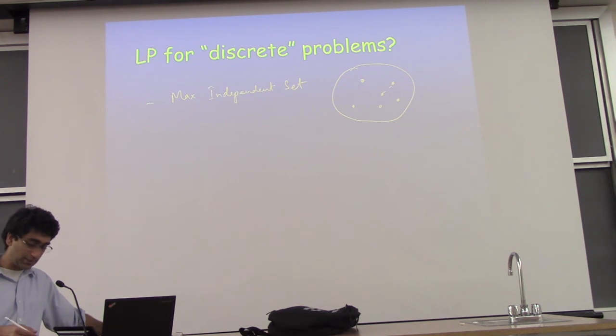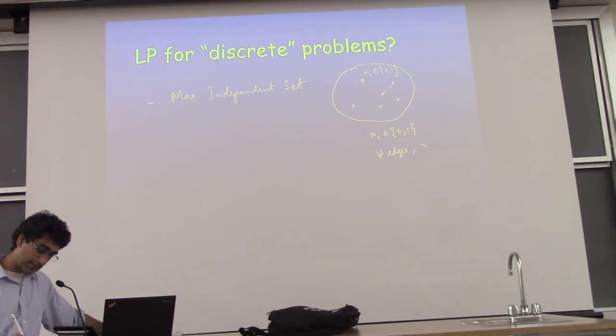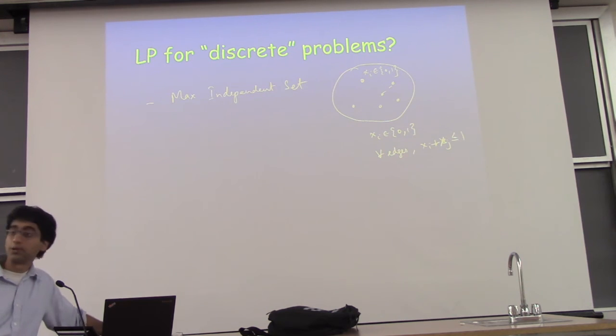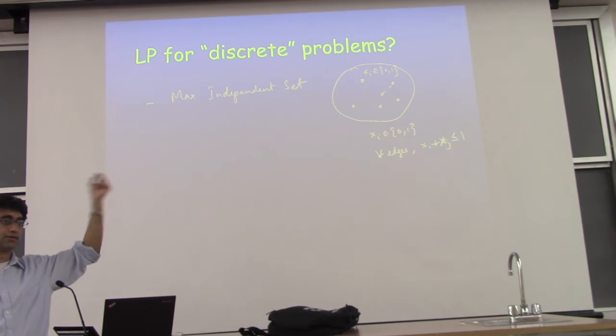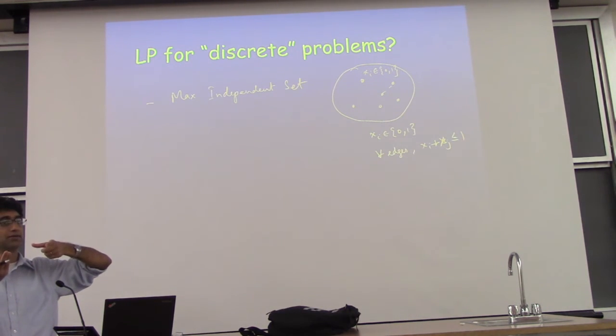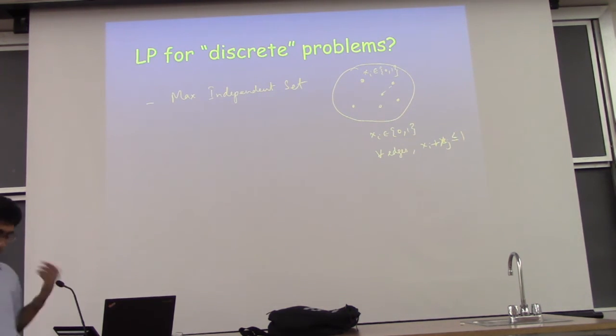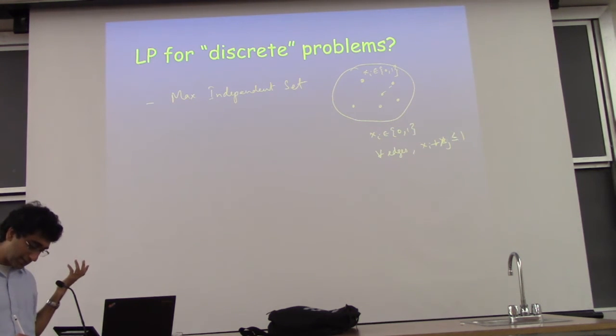And the way we wrote this as an optimization problem is each xi belongs to {0, 1}, and for all edges ij, xi plus xj is less than or equal to 1, because both of them cannot be in the independent set. This was the reasoning we saw last time. And we wanted to maximize the sum over i of xi.